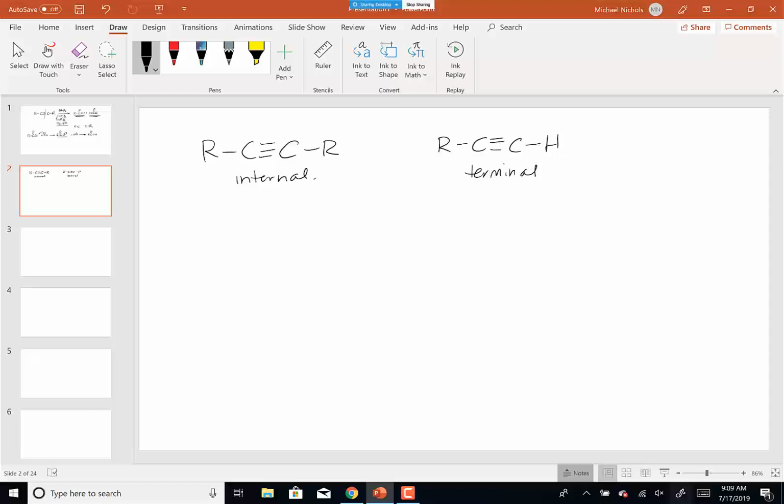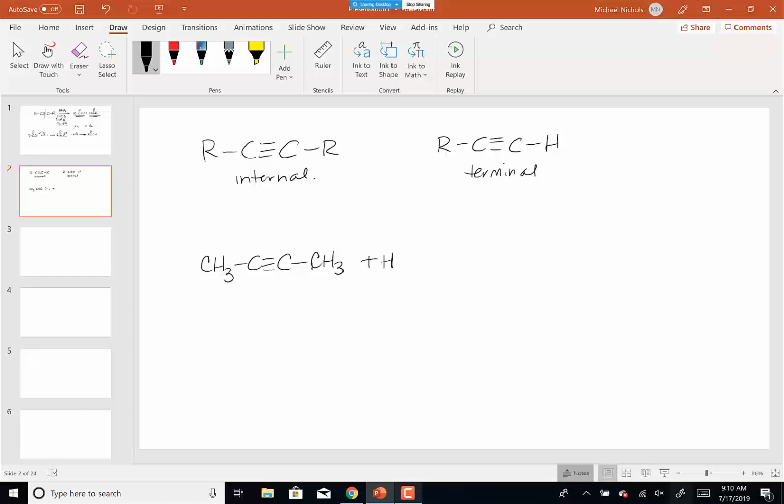One of the things with the internal alkyne is that we usually make those symmetrical. So, for instance, if I was going to use an internal alkyne for any of the reactions, I'm probably going to make it symmetrical by making the two alkyl groups attached to the triple bond the same. And I'll show you why that is.